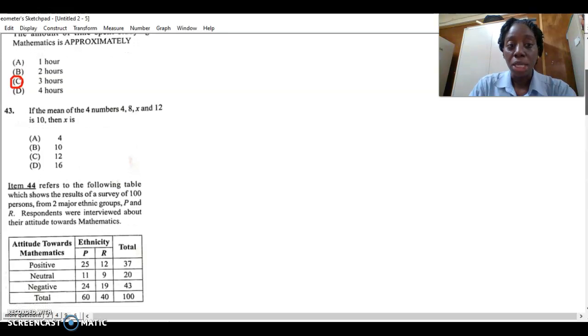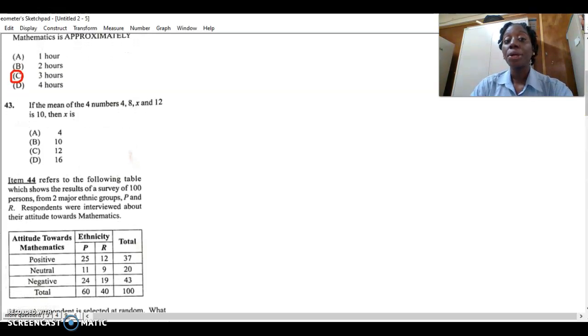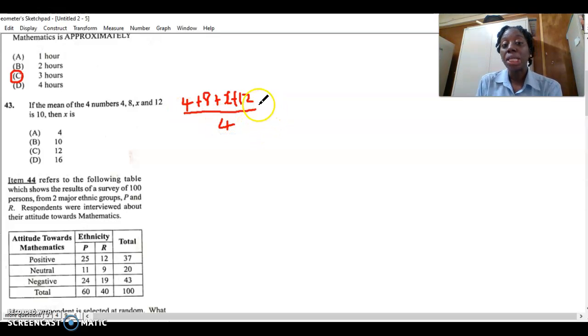Now, if the mean of 4 numbers, 4, 8, x, and 12 is 10, then x is... Now first we have to recall the definition of mean. Mean is to find the average. So what I will do, I will add all 4 numbers, that is 4 plus 8, we don't know what x is, plus 12. All right, so since there are 4 numbers, I will divide by 4, and I know that the mean is equal to 10. That's all the information that I know.